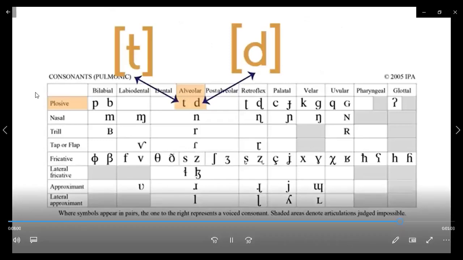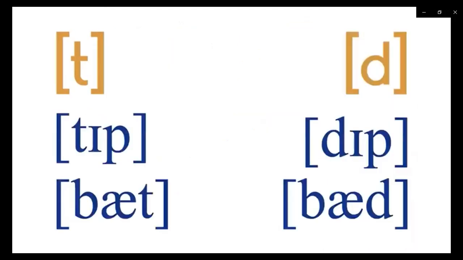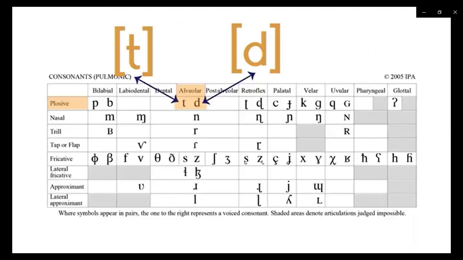If you go back to the table, then you would say t and d. Both of these are alveolar. The active articulator here is a certain part of the tongue. The passive articulator is the alveolar ridge. So both t as in tip or bat and d as in dip or bad are produced in the same place, which is the alveolar ridge. Therefore, they are alveolar. So for now, just focus on the passive articulator.